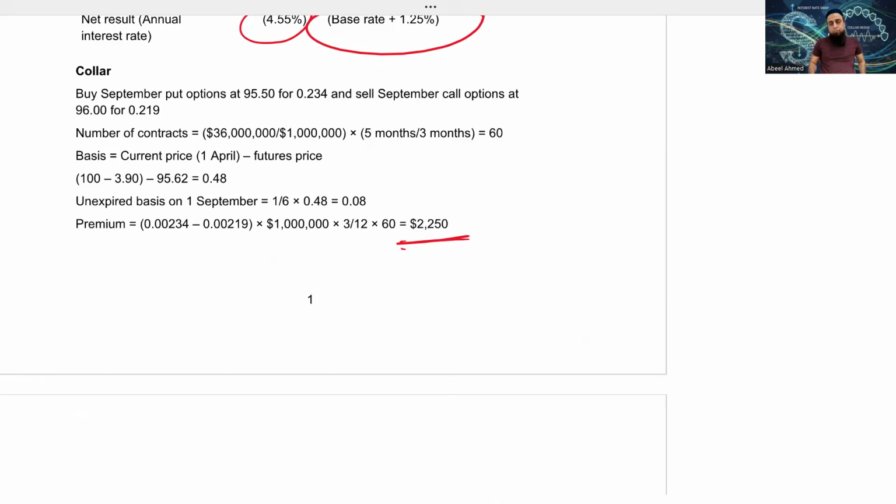AFM, pre-seen mock, question 3. Primarily that question was on two areas. One is interest rate swap, another is collar hedge. And here we were the borrower.